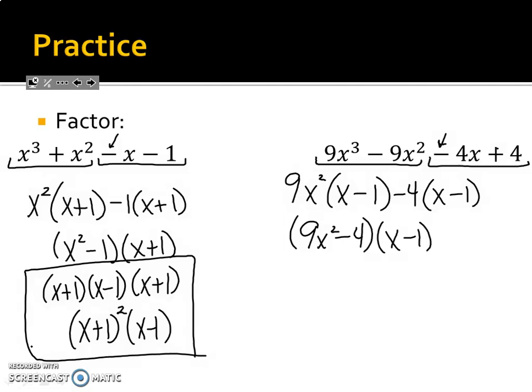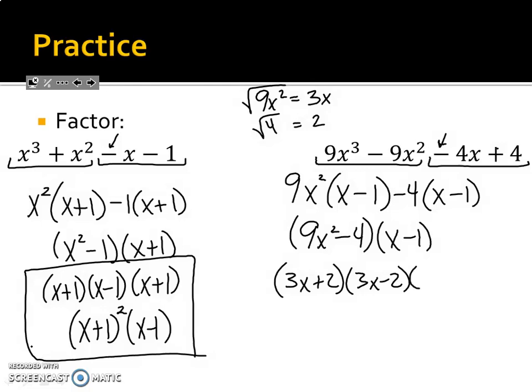Is that a difference of squares, 9x squared minus 4? Well, let's think about it. 9x squared, can I take the square root of 9x squared? Well, square root of 9 is 3. Square root of x squared is just an x. Okay, so yeah, it's 3x. And then can I take a square root of 4? Yeah, square root of 4 is 2. Okay, it works. So this is going to be a 3x plus 2 and a 3x minus 2 and then an x minus 1. There you go. Okay, and that's all our factoring by grouping is.